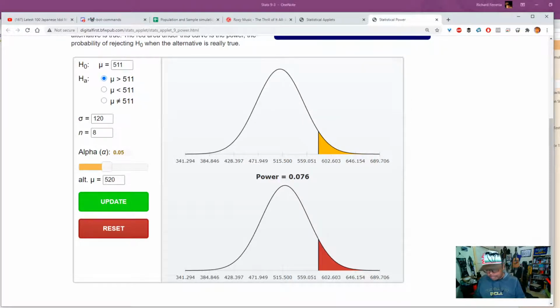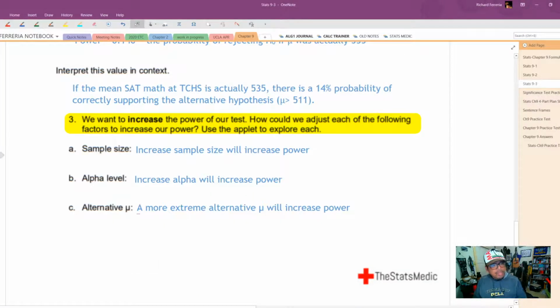And yeah, it does. So here's a summary of what we just found out. An increased sample size will increase power. If you increase alpha, you're also going to increase power. And if you consider a more extreme alternative mu, then you will also increase power.